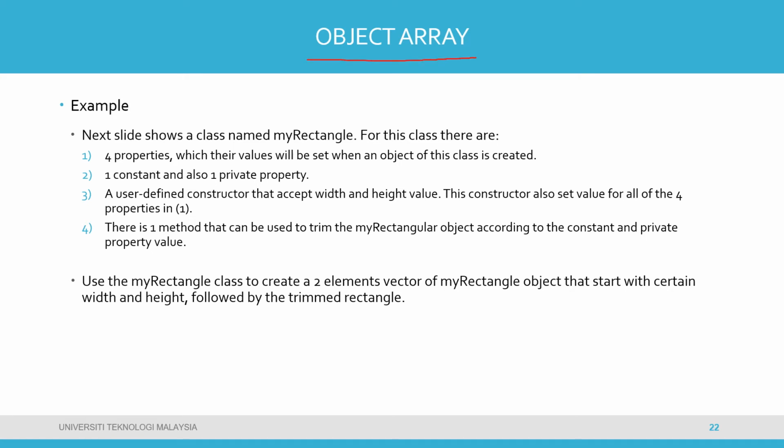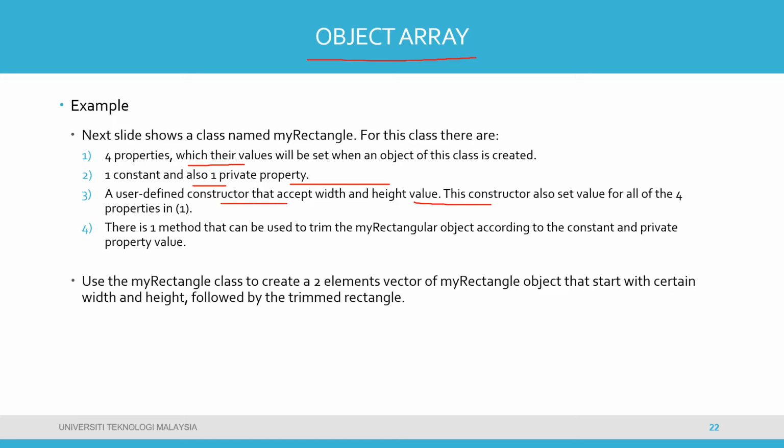Okay, so what is object array? Basically, you create an object which has multiple properties. Okay, you have 4 properties. You have 1 constant and 1 private property. And then your user defined constructor that accepts width and height.